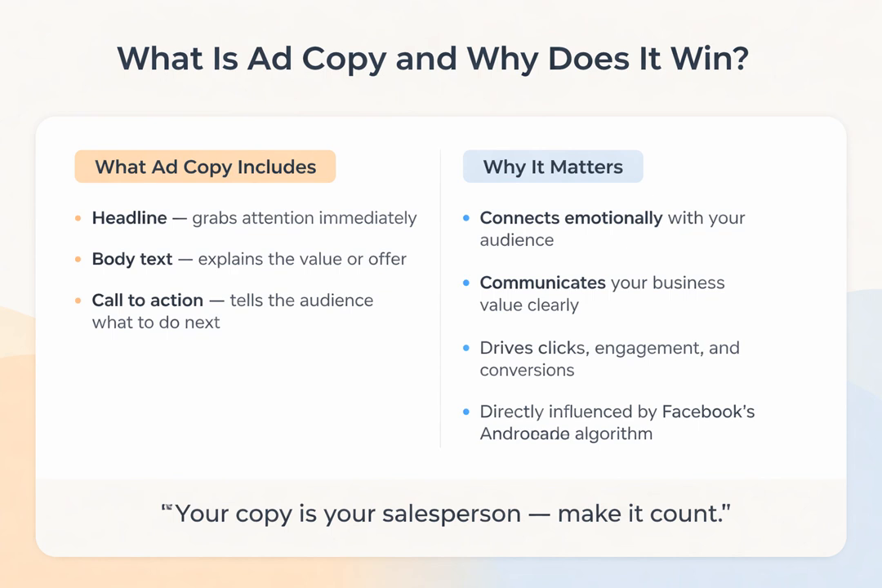Great ad copy connects emotionally with your audience. It speaks directly to their needs and desires. It communicates the value of your business in a clear, compelling way. And now, with the Andromeda update, Facebook's algorithm is actively evaluating the quality of your copy when deciding how widely to distribute your ad and at what cost. Think of your ad copy as your digital salesperson. It needs to be persuasive, clear, and relevant.